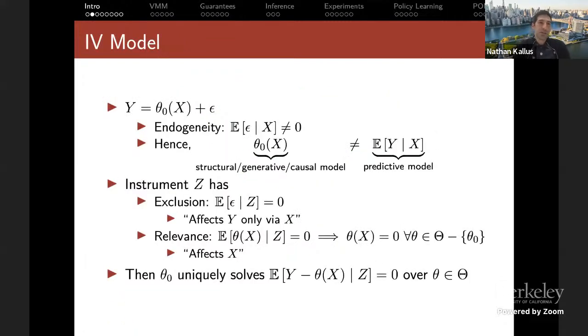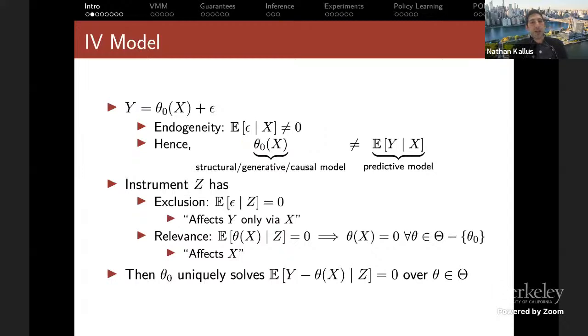So the IV model looks something like this. We have some sort of structural generative causal model that is saying, this is how X actually gives us Y. There's some function, theta naught, that takes X and gives us Y plus some noise. But because of endogeneity, the expectation of the noise given the variables is not equal to 0. This is the math of what the word endogeneity means. And therefore, if we look at the predictive model of the regression of Y given X, that predictive model is going to be distinct from this structural generative causal model that we want. So we don't just want to do regression, right?